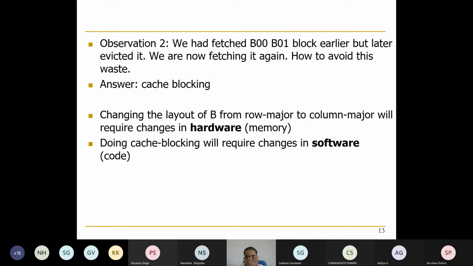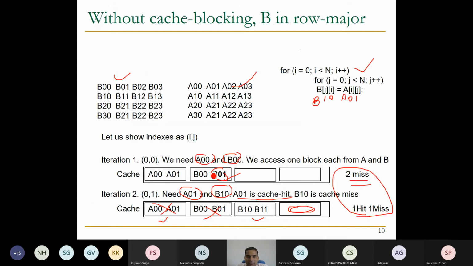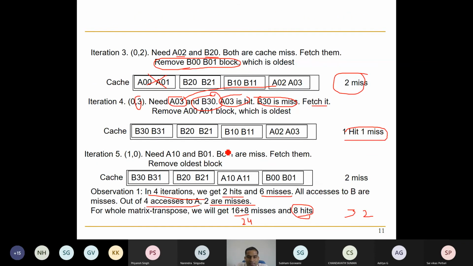So now let us see, can we do something about it? If you observe, we had fetched the B00, B1 block earlier, but later we evicted it. We fetched B00 and B1 earlier, and later we evicted it. When did we evict it? Here we evicted it, right? And now we are again fetching it, isn't it?